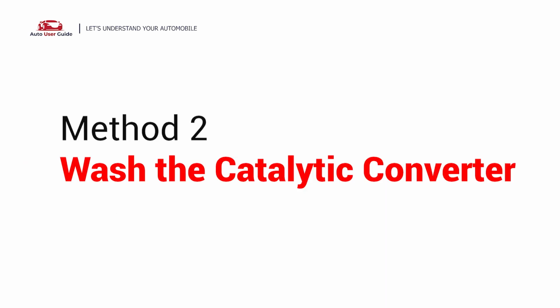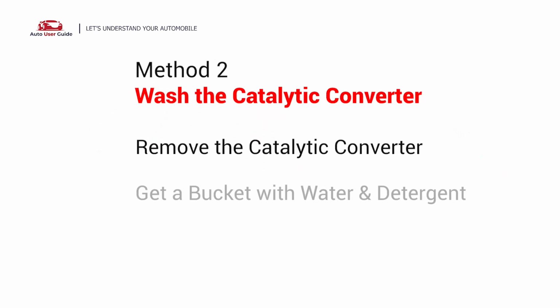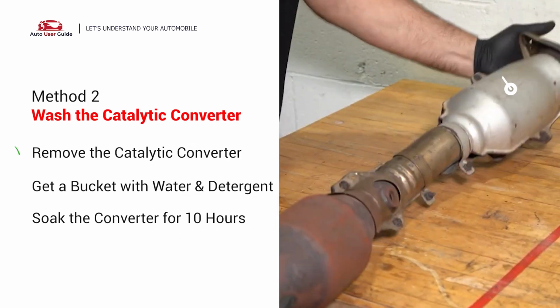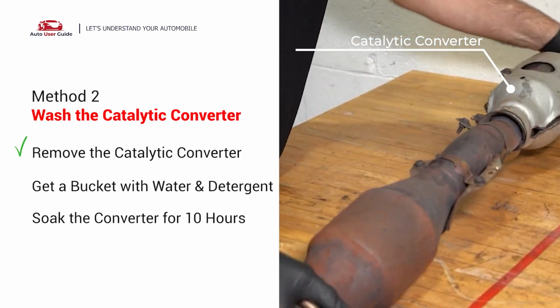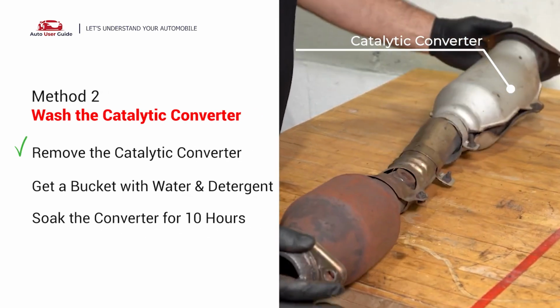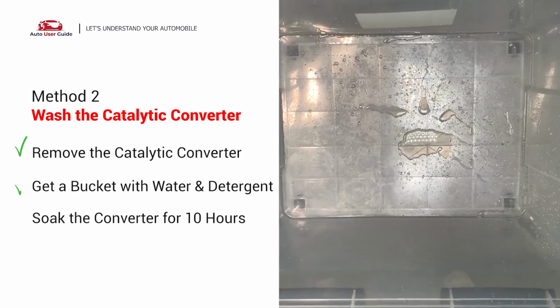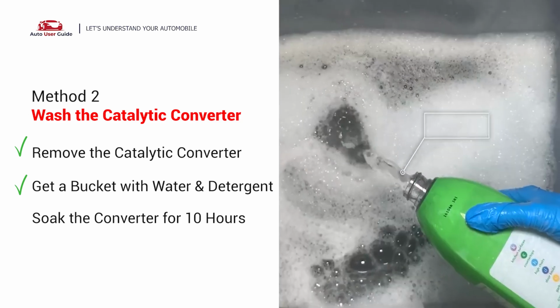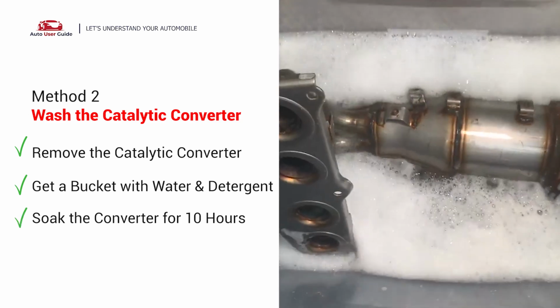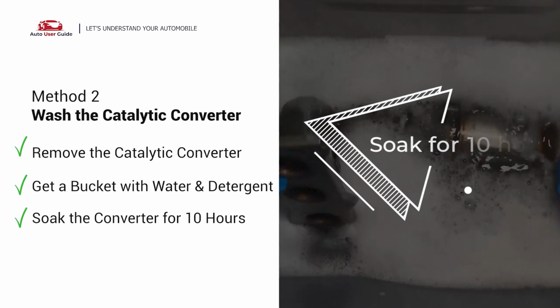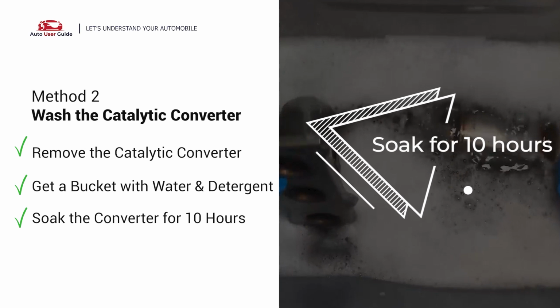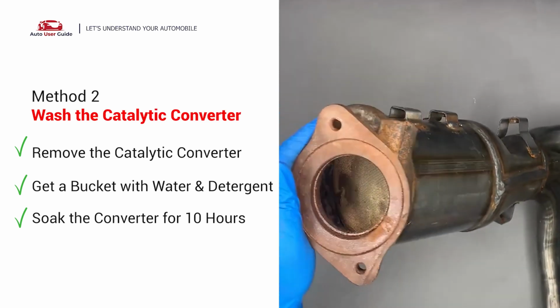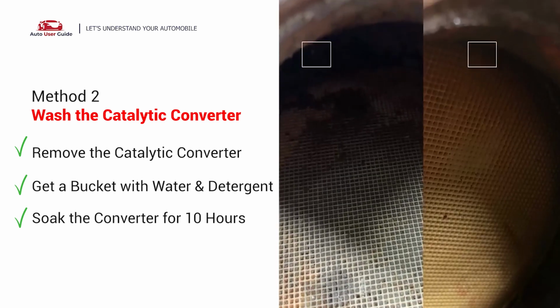Method 2. Wash the catalytic converter. Now, the first thing you need to do is to remove the catalytic converter from your vehicle. Then take a bucket and put some water and detergent in it. Put the catalytic converter into the solution and soak it for 10 to 12 hours to remove all the crud inside it. Now you see it looks clear and neat.